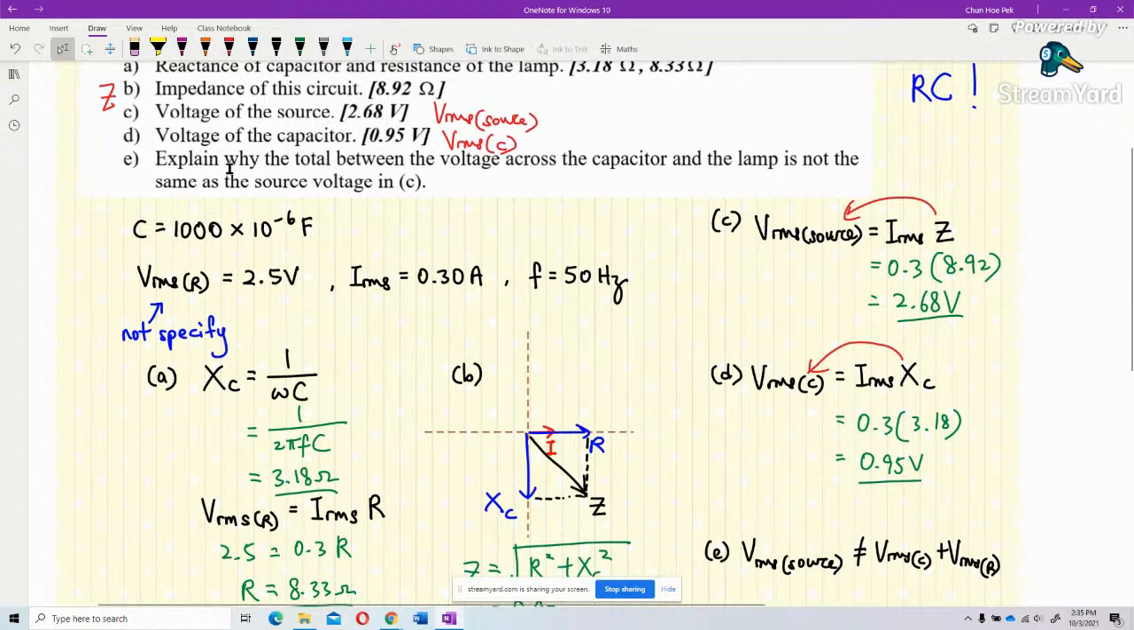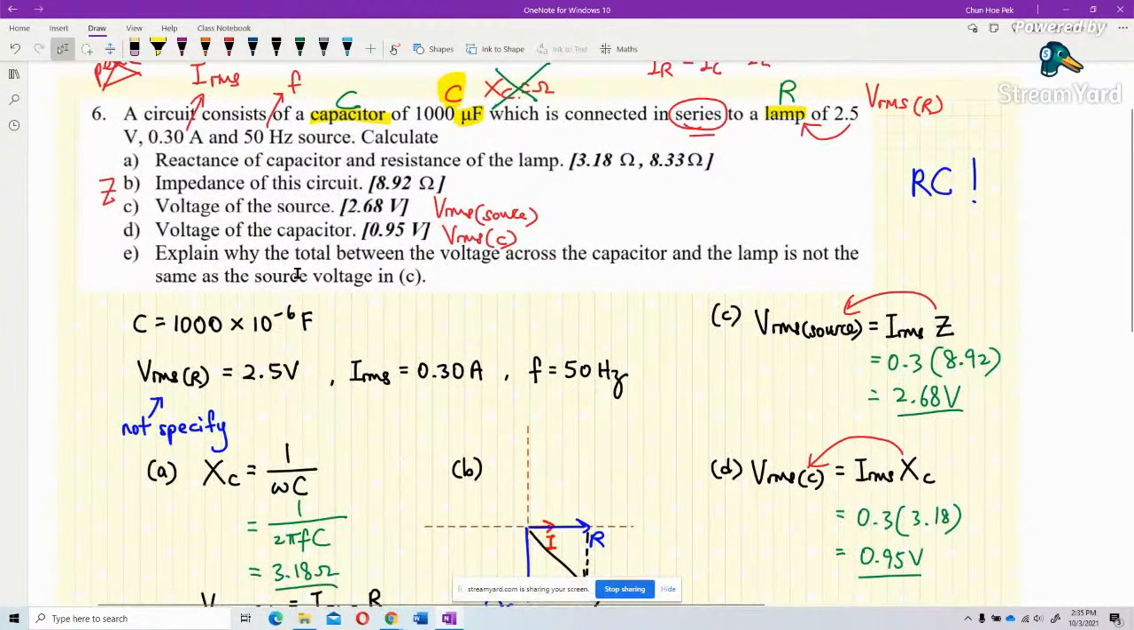Okay. Explain why. Wait. Who is haha lol there? Who haha lol? I don't. Okay. Explain why the total between the voltage across capacitor and the lamp is not the same as the source voltage in C. Do you understand? Yeah, you not understand because I read too fast. Yeah, now I read slower.